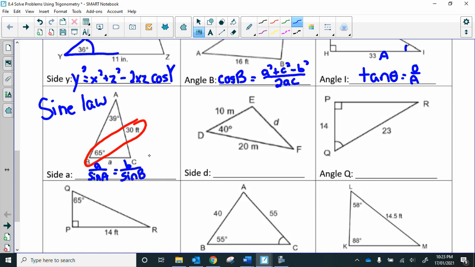And the next one, again, it looks like I have a side angle pair, but I don't. I actually have two sides and the angle in between. So this is Cos Law. And I'm solving for little d, so I'm going to start with d squared equals the other two sides, which we got e and f, minus 2 times the other two sides, cos of the opposite angle.